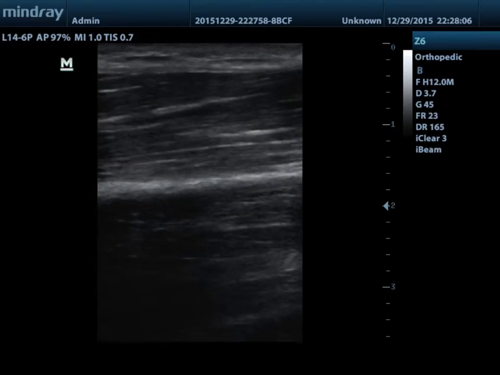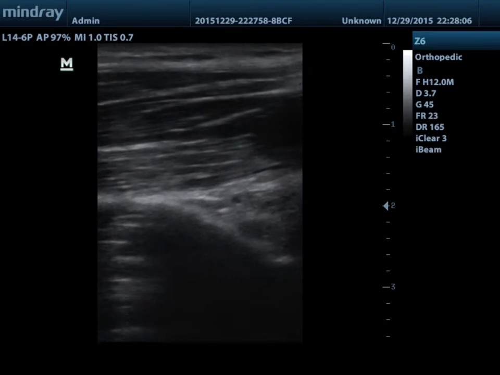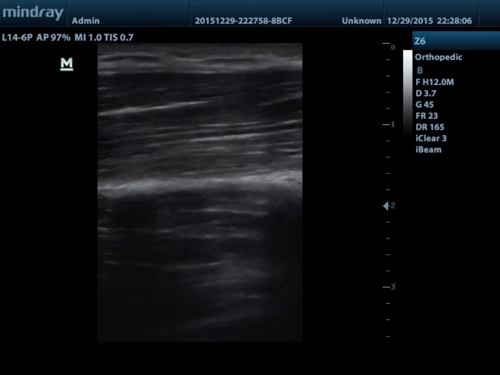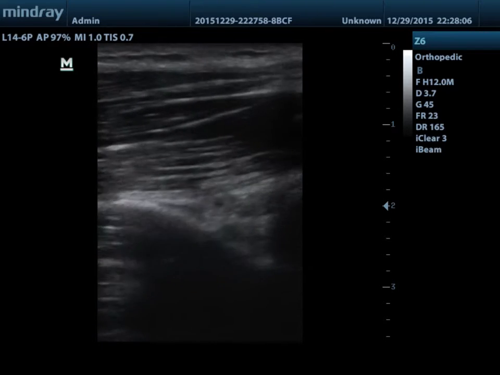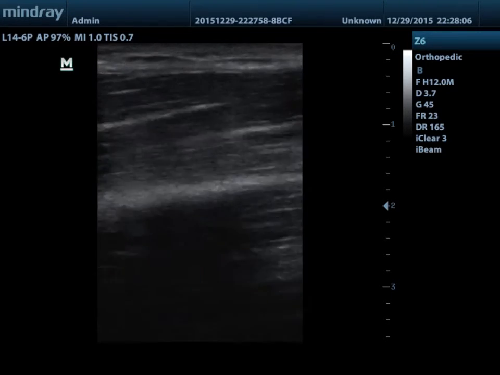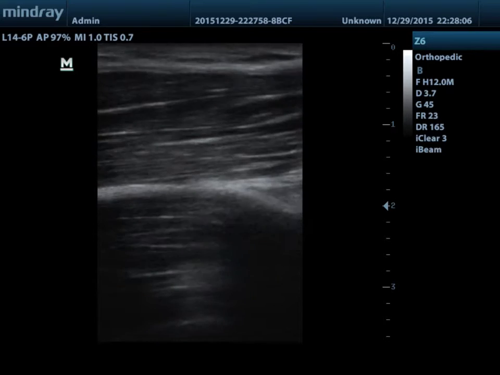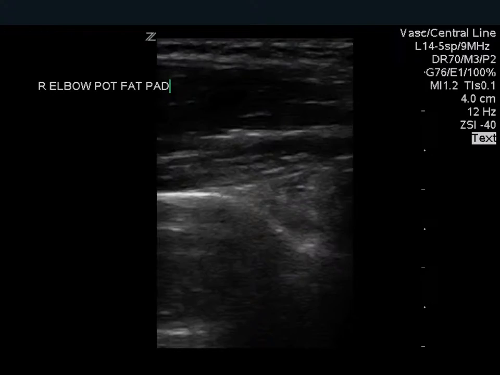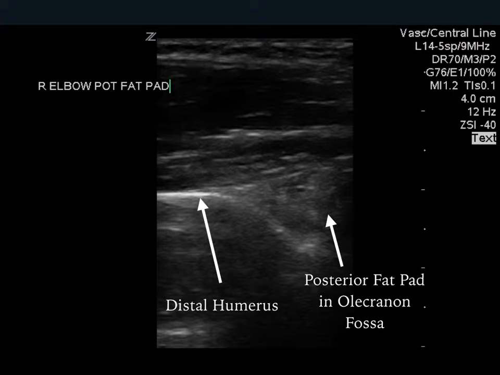And this is what you will see. Again, there is a hyperechoic bright white horizontal line which will fall off into the olecranon fossa, which is filled with the posterior fat pad. The overlying triceps muscle will have hyperechoic linear striations visible within it. Again, here is the distal humerus, the posterior fat pad within the olecranon fossa, and the triceps muscle with overlying subcutaneous tissue.